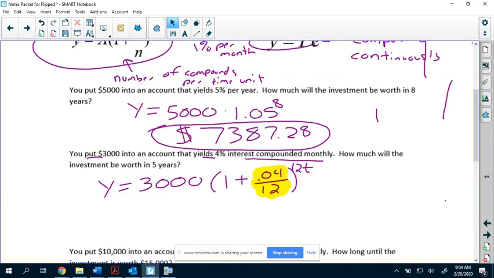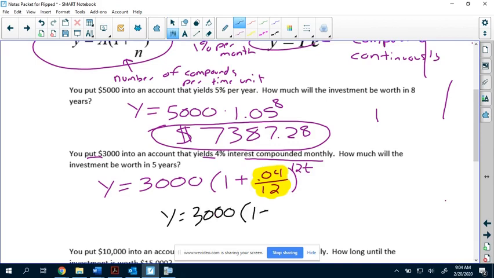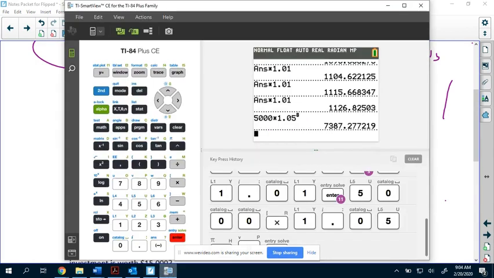Here we go. 4% compounded monthly. We want to know how much it will be worth in 5 years. So we can go ahead and put this here being 5. So you have y equals 3,000 times 1 plus 0.04 divided by 12 to the 60th power. So that's what we'll plug into our calculator.